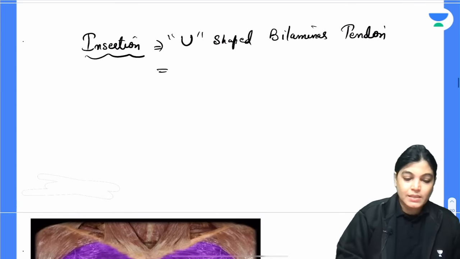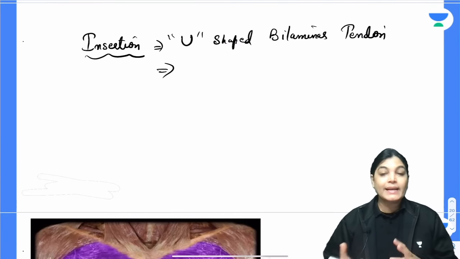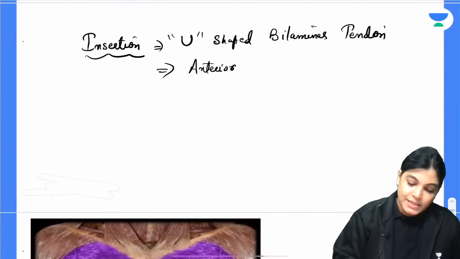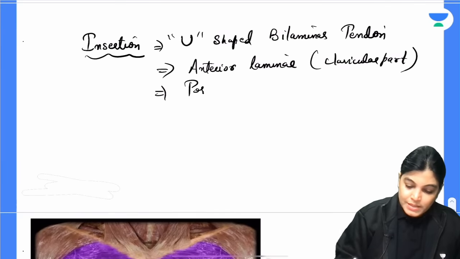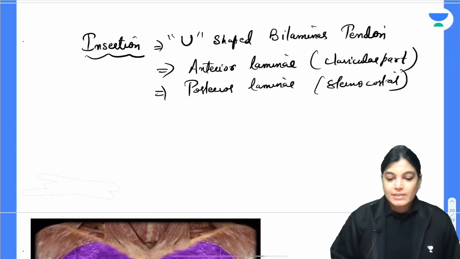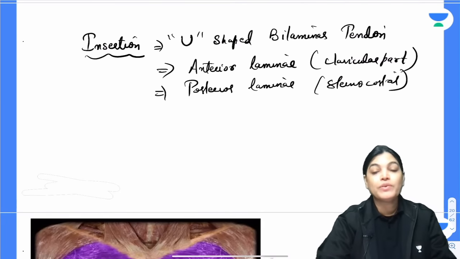Actually, what happens is that the muscle has two laminas at the insertion point. The anterior lamina of pectoralis major muscle is formed by the clavicular fibers, and the posterior lamina at the level of the insertion point is formed by the sternocostal fibers. Now, one more thing is important. When we are talking about the sternal fibers, the inferior-most origin is from the aponeurosis of which muscle? It is also originating from the aponeurosis of external oblique muscle.